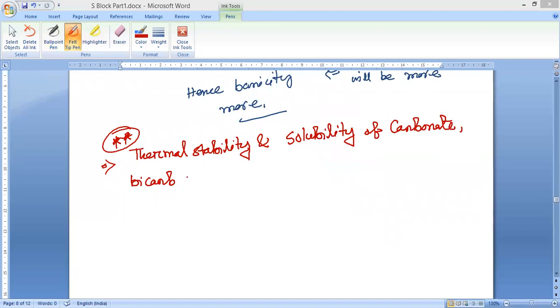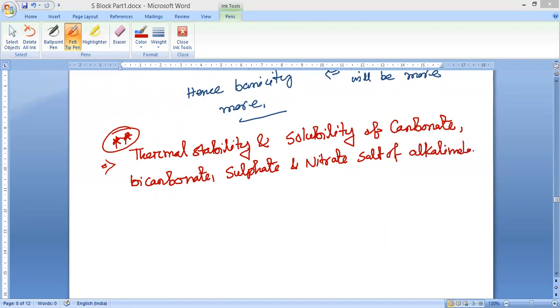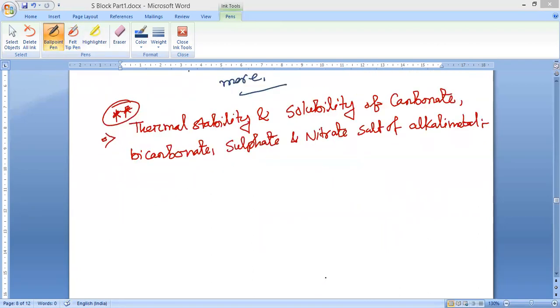So thermal stability and solubility of carbonate, bicarbonate, sulfate, and nitrate salt. Nitrate salt of alkali metal. Okay, so यहाँ पे क्या होता है? So first of all, carbonate, stability of carbonate salts.